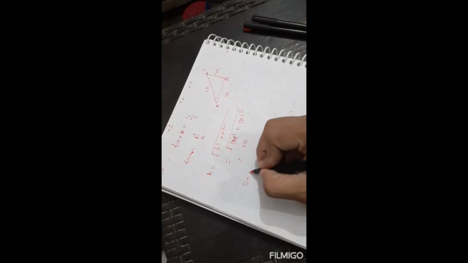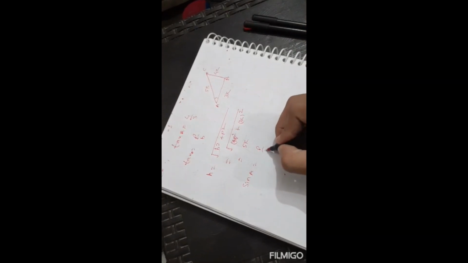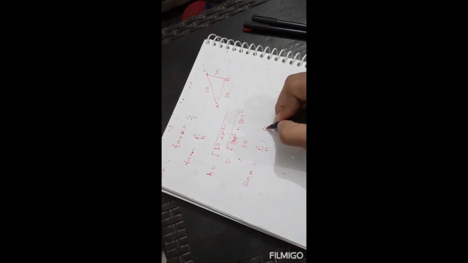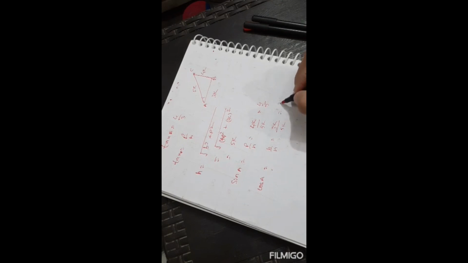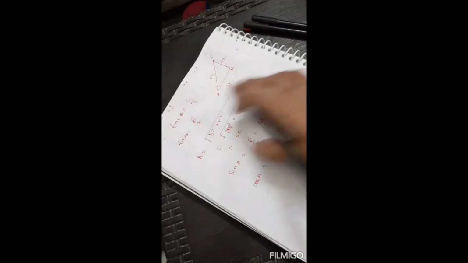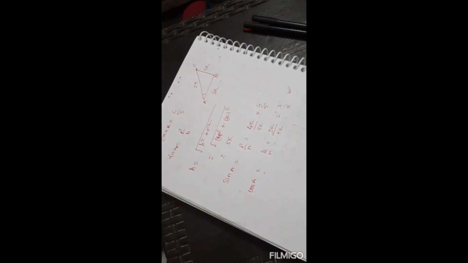So sin A. Sin A will be perpendicular divided by hypotenuse. What is perpendicular? 4k divided by 5k. That is 4 divided by 5. And cos A will be base by hypotenuse. So what is the base? 3k. Hypotenuse 5k. That is 3 by 5. So we have found all the values. We have calculated all the values. Next question, that is too much easy.